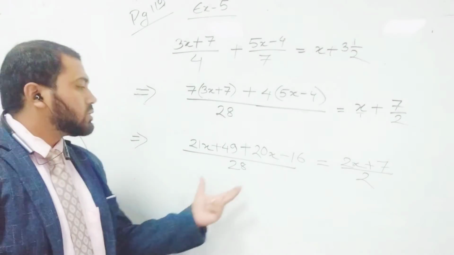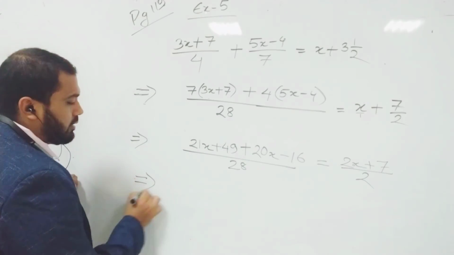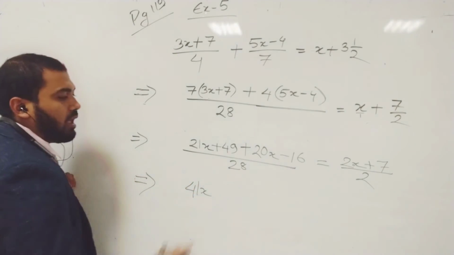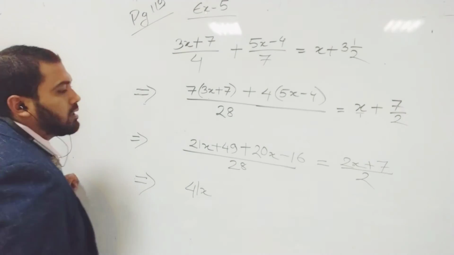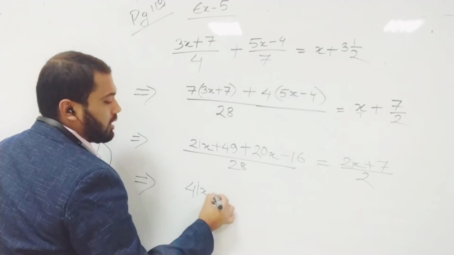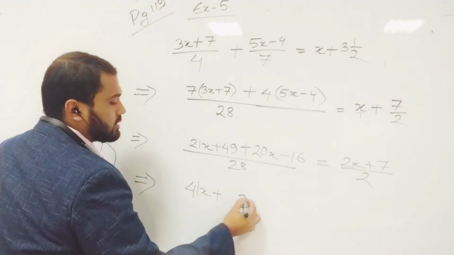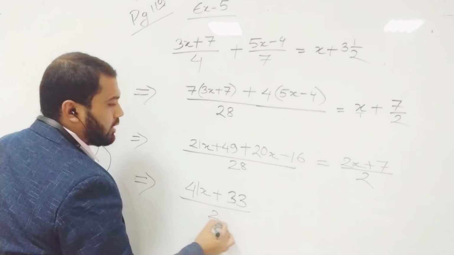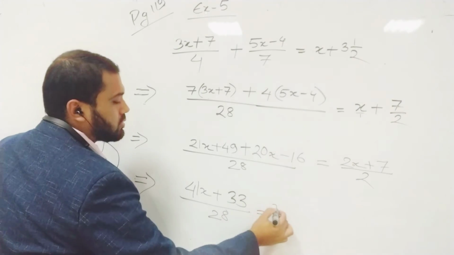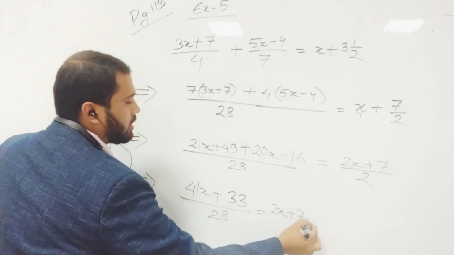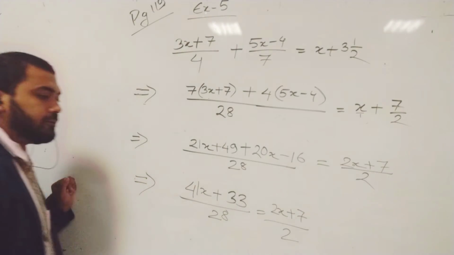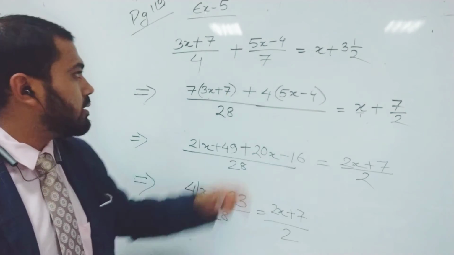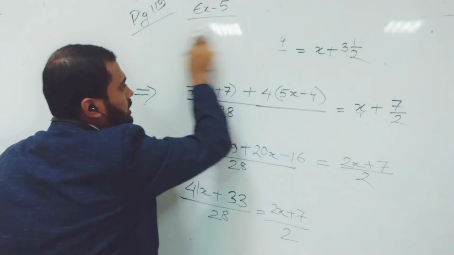Okay, so let's simplify. 21x plus 20x is 41x, then 49 minus 16: 9 minus 6 is 3, then 4 minus 1 is 3, so 33 divided by 28 equals to 2x plus 7 divided by 2. Okay, now I'm erasing the first two lines.